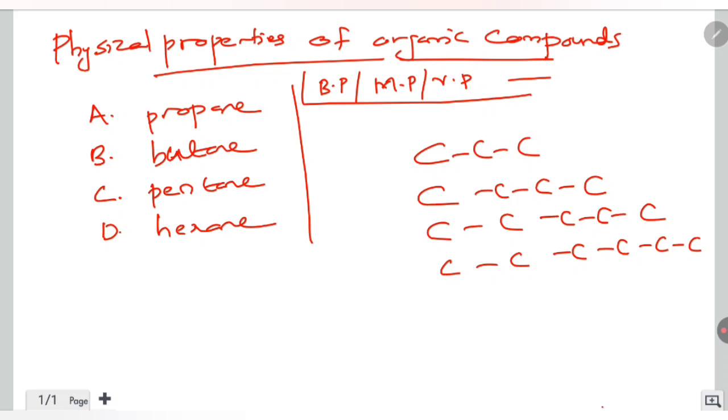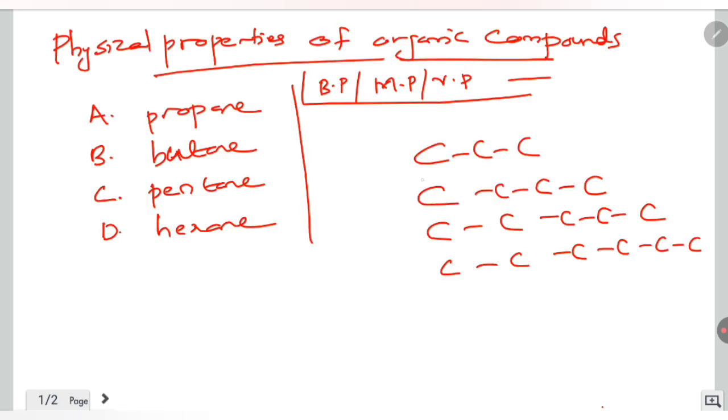So if you get a question like this, how do you answer? That's what I'm going to explain about melting, boiling or vapor pressure. First thing again that we are going to identify is the intermolecular force. All of them are alkanes, right? So what type of intermolecular force is it? It is London force. So that is what you are supposed to explain.